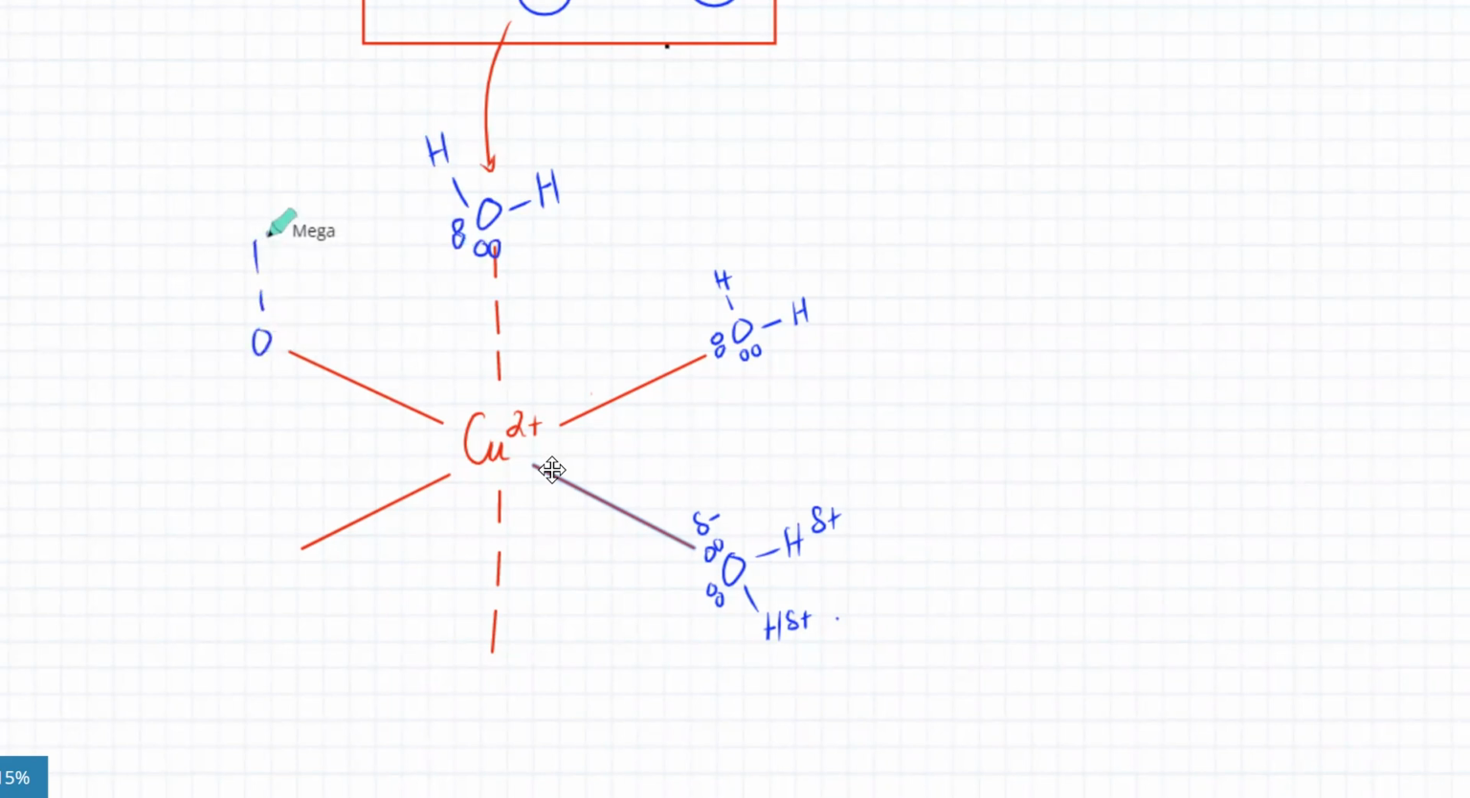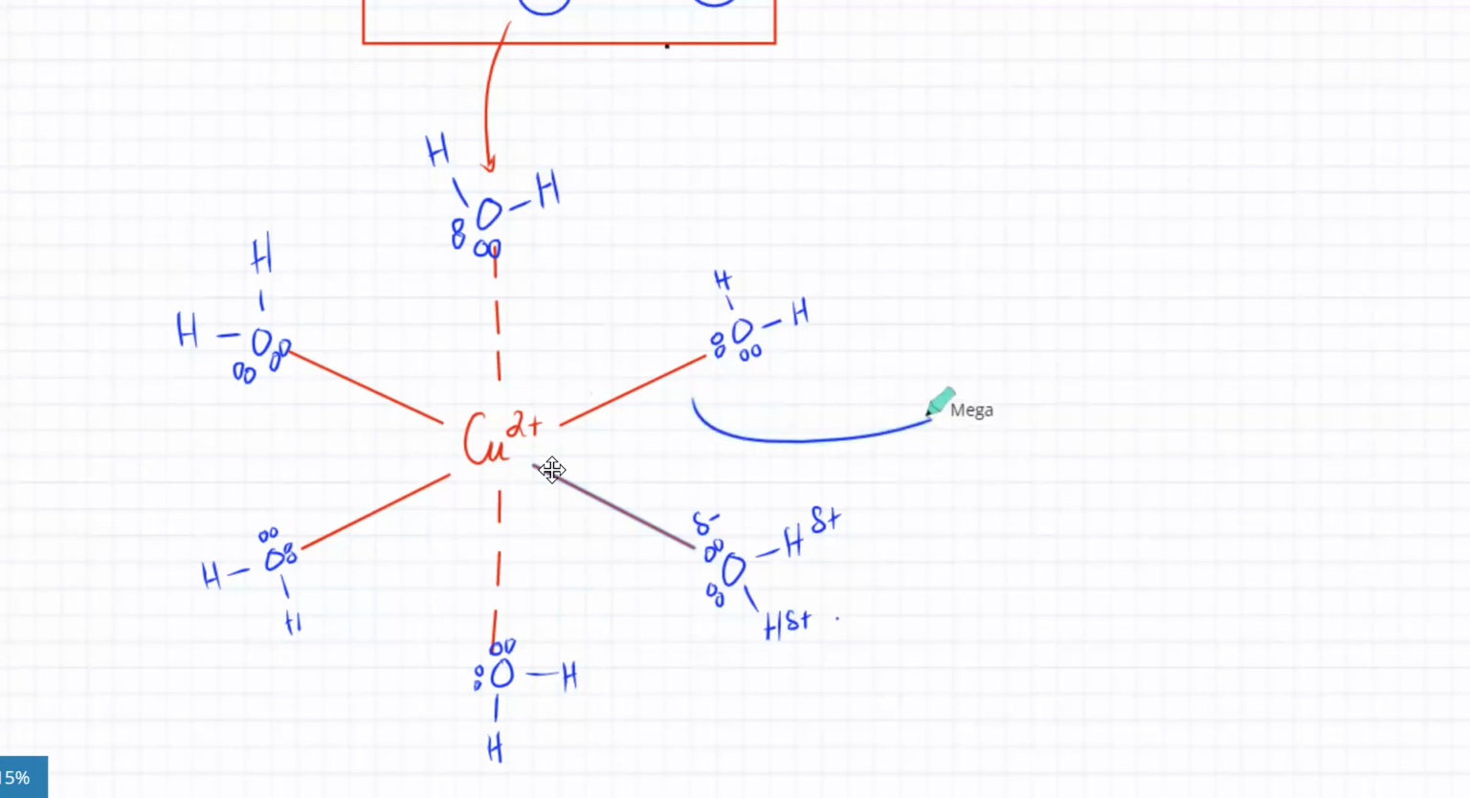So you've got one, and here's another one, and here's the last one. And these would be dative bonds. It's a dative bond that would be formed, a dative bond or a coordinate bond.